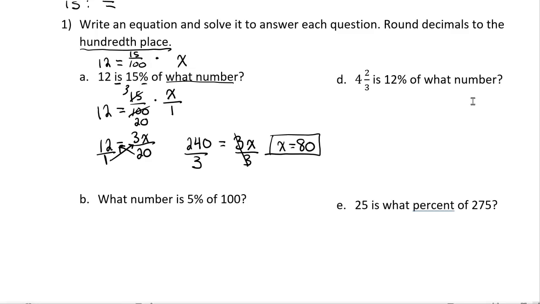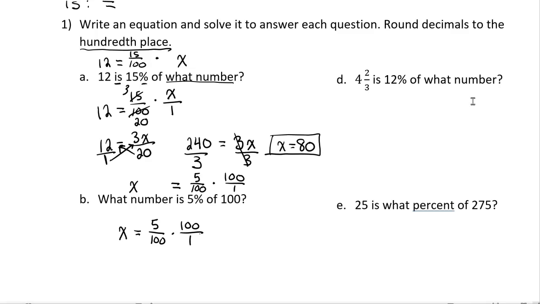Okay, so what number? That is a number that we don't know, so that's going to be x is equal to 5%, so that's 5 over 100 of, right, 100, which is 100 over 1. So here I get x equals 5 over 100 times 100 over 1.